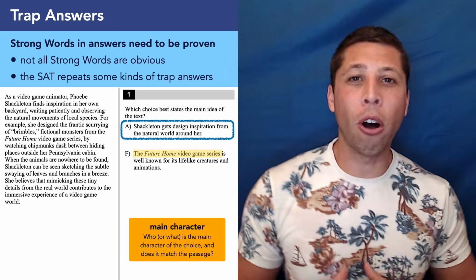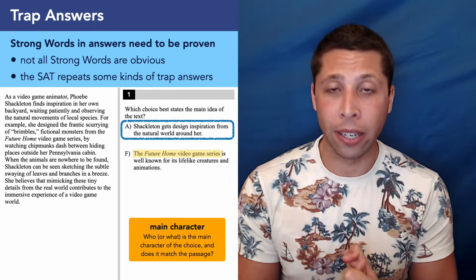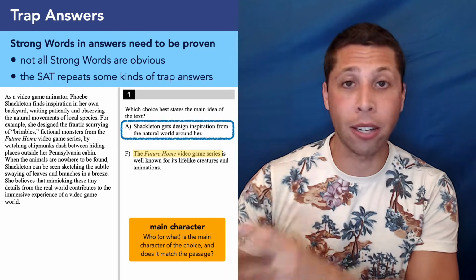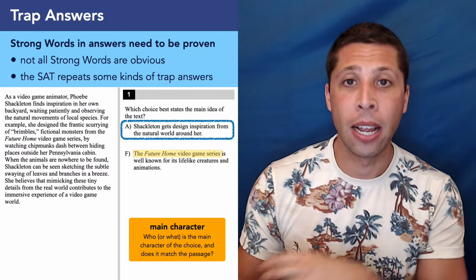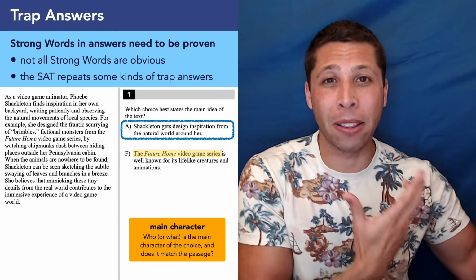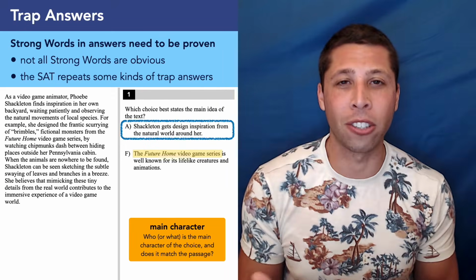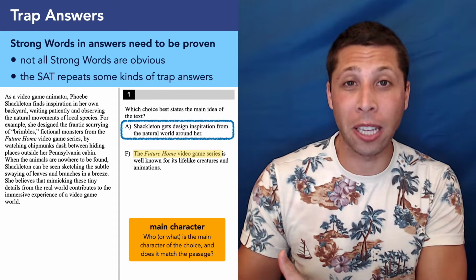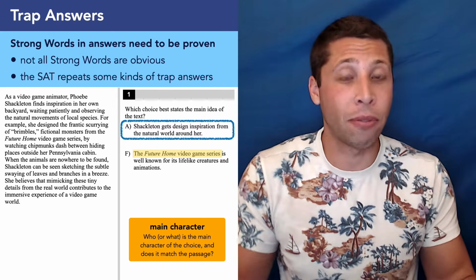So this is what I would call main character confusion. And it kind of relates back to dumb summaries, right? If we were to summarize this passage, it's about Shackleton and how great she is as an animator, right? But is choice F about that? No, it's not about Shackleton. Now it's about the video game. Those are different main characters. So it's unlikely that choice F is going to be a good summary of what's going on in the passage if they're just kind of focused on different things.